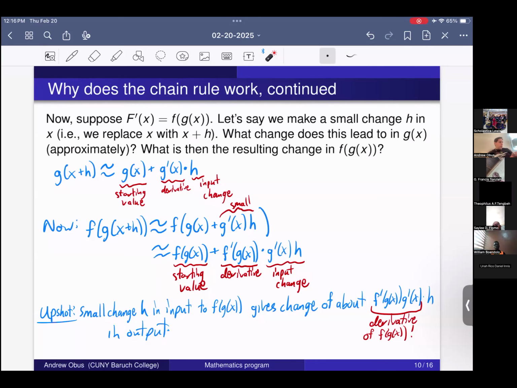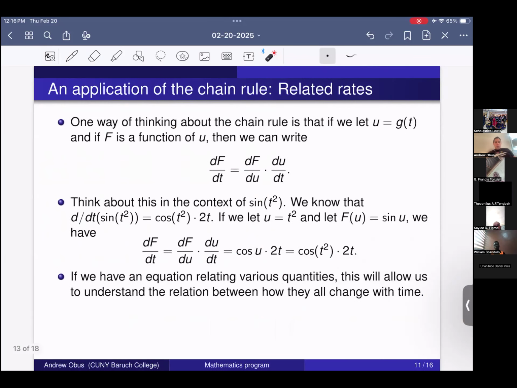Okay. All right. So enough about why that works. For the rest of today, I want to talk about an application of the chain rule. This is called related rates. It's going to be an application of the chain rule.